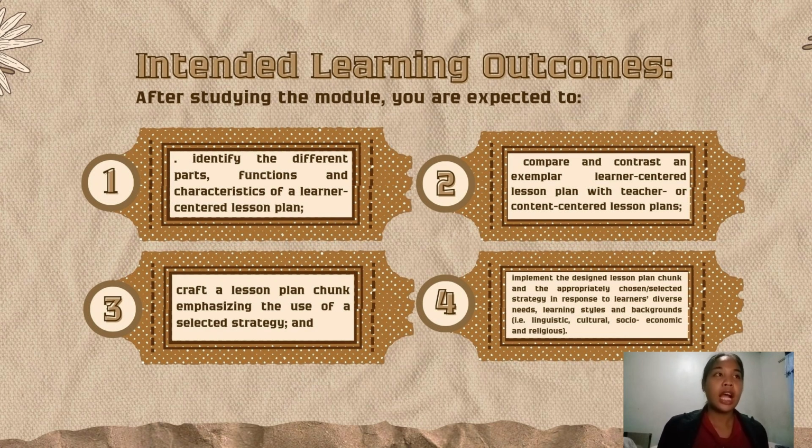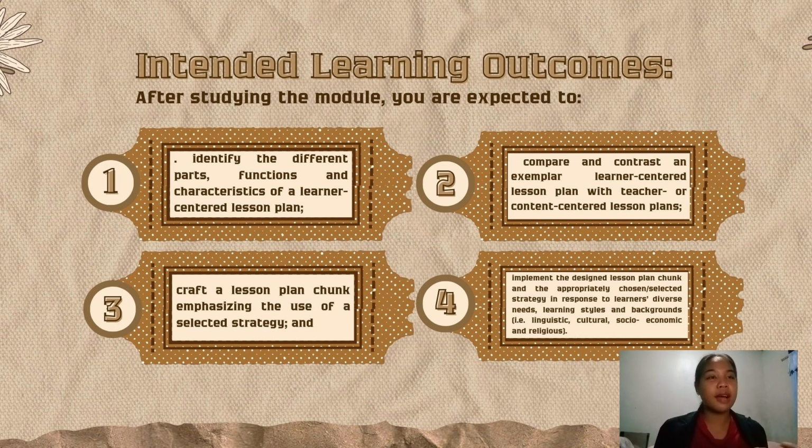Number 2, compare and contrast an exemplar learner-centered lesson plan with a teacher or content-centered lesson plan. So, it compares the learner-centered and the teacher-centered plans. For number 3, craft a lesson plan chunk emphasizing the use of a selected strategy. And so it creates a lesson plan using a specific strategy.